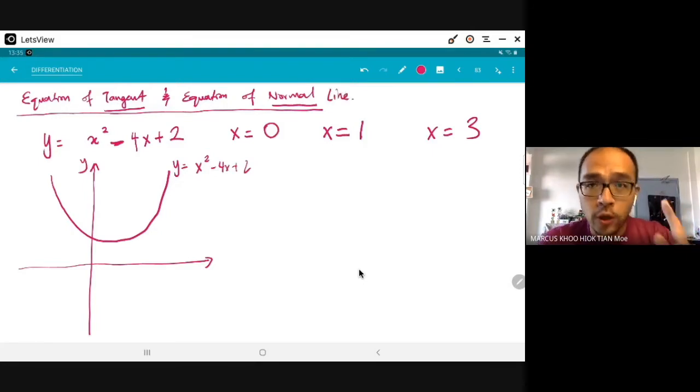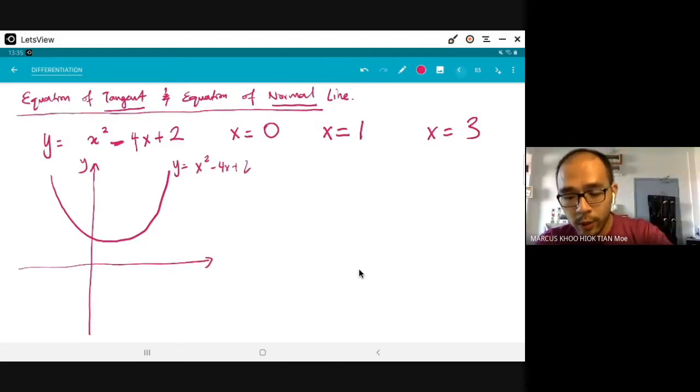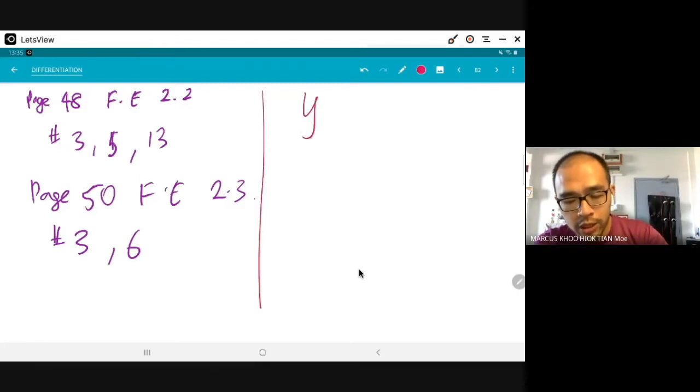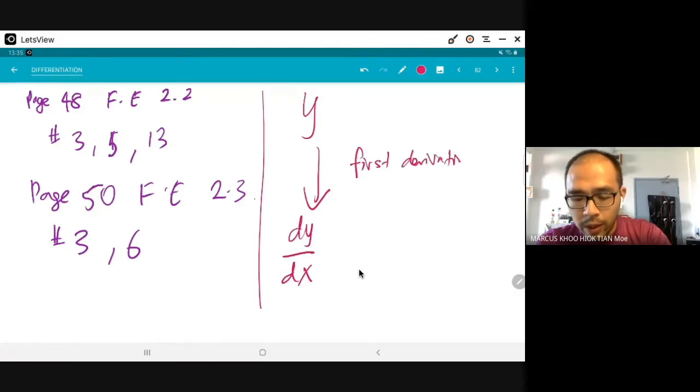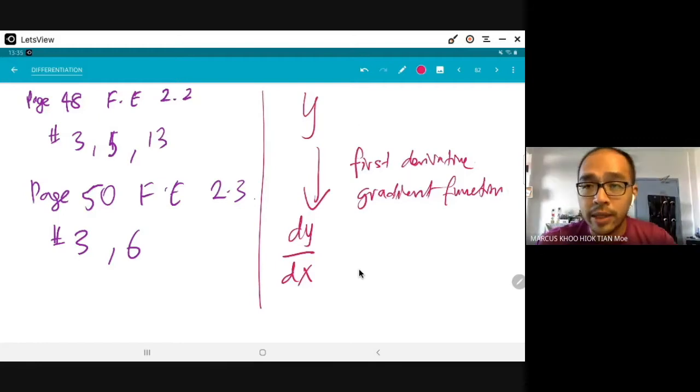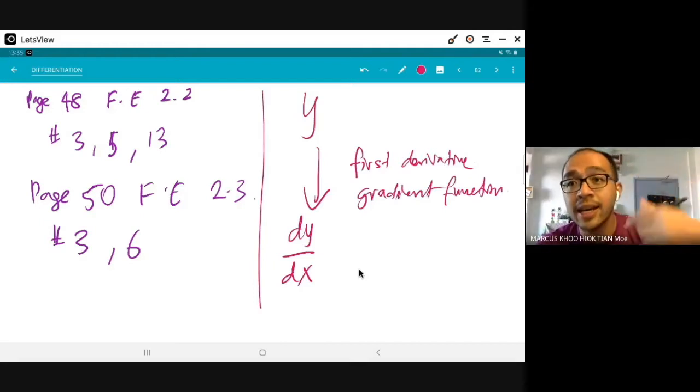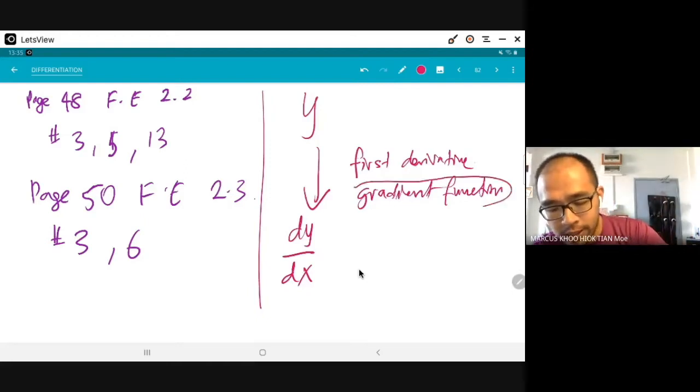But before we go into that, I want to once again remind you that whenever we change y into dy dx, we're doing the same thing. We are finding the first derivative, the gradient function, also known as the dy dx, the first level of differentiation. But my focus today is on the gradient function.